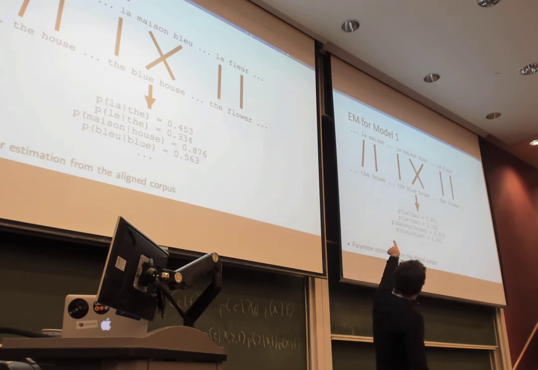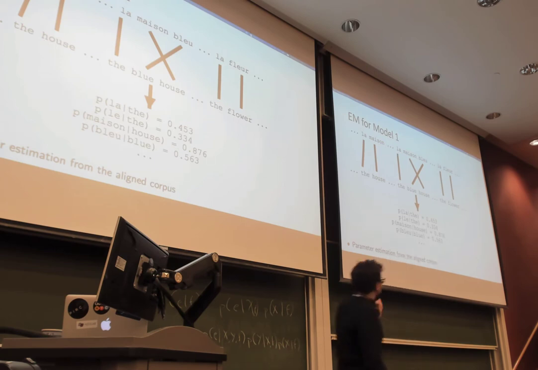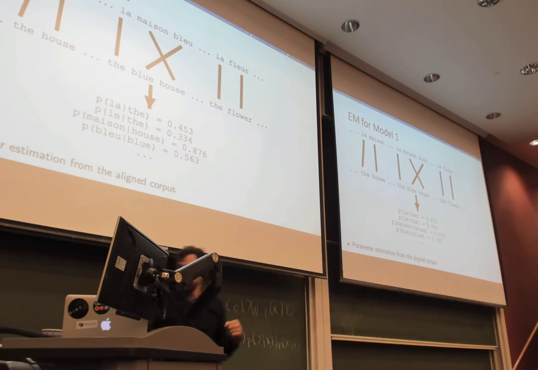so that you can know that the probability of la given the should be very high, or maison and house is also much higher than, say, maison and flower. Okay.